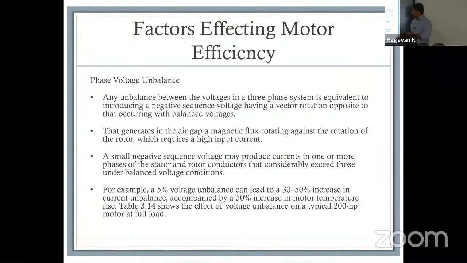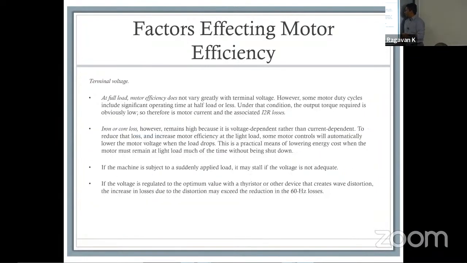I have a table from my notes that I did not pull out. But in terms of terminal voltage, when you're talking about the full load, your efficiency does not vary very greatly. But when you're talking specifically about the current, that has a significant impact in terms of losses. We have iron or core losses, we talked about that. And if you have a sudden change in the applied load, you might actually stall if your voltage is not right. We've all seen that, right?